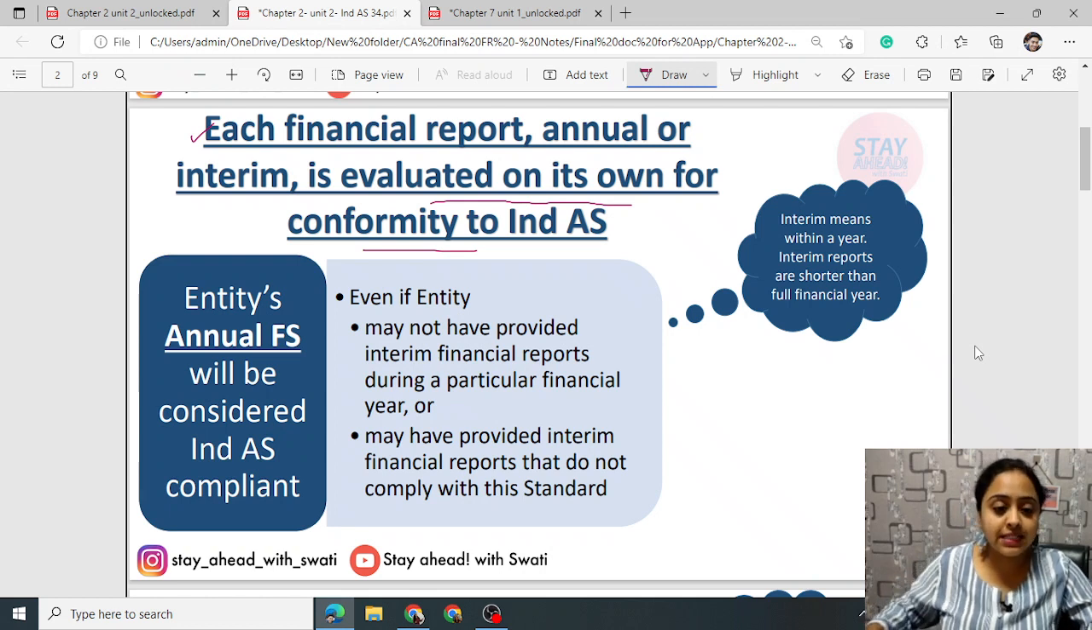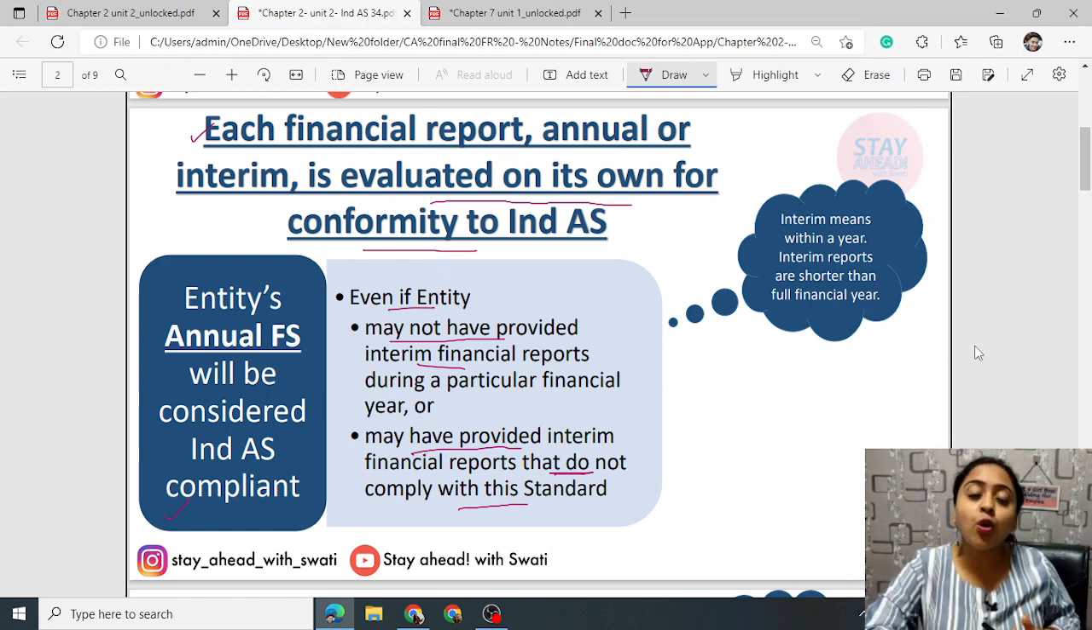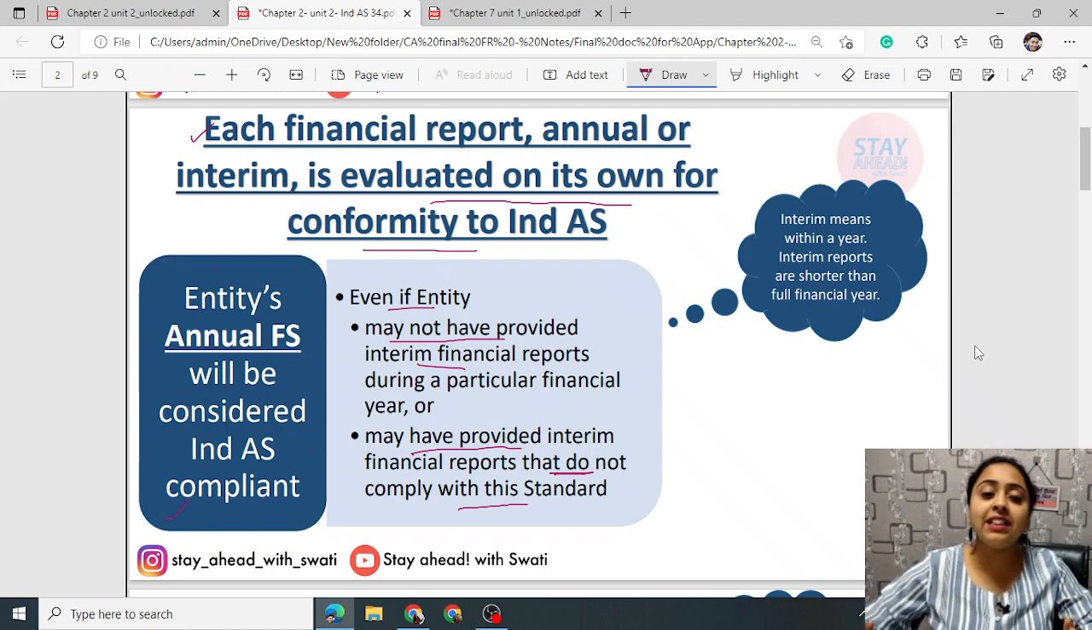Read this. An entity's annual financial statement will be considered Ind AS compliant even if the entity may not have provided interim financial statements during any particular financial year, or may have provided interim financial reports that do not comply with this standard. If they have provided any interim reports which are not compliant with Ind AS, this will not make the annual financial statements non-compliant with Ind AS. These are all checked on their own standalone basis, in their own capacity, checked separately, you can say.